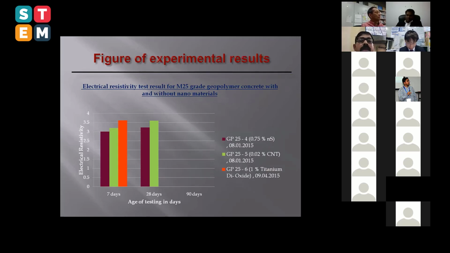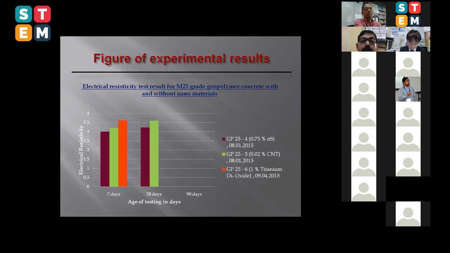And this is the electrical resistivity test that we have done for geopolymer concrete. Electrical resistivity is an indirect measure of resistance against possible corrosion, because if the resistivity is more, the possibility of corrosion will be less. If the geopolymer concrete is used in a reinforced concrete member or pre-stressed concrete member, what is the possibility of corrosion in the embedded steel? Electrical resistivity is an indirect measure.